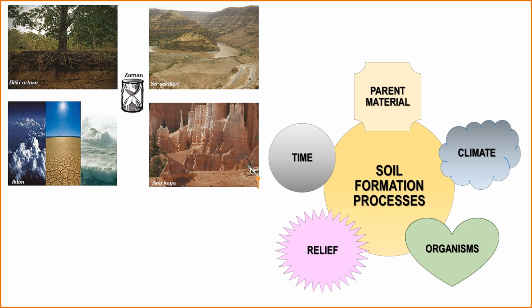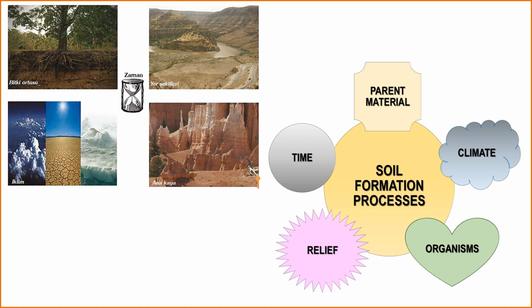3. Organisms. Living organisms, including plants, animals, fungi, and microorganisms, contribute to soil formation. Plant roots release organic acids that weather minerals, and microbial activity breaks down organic matter, releasing nutrients. 4. Topography, relief. The landscape, including slope, aspect, and elevation, affects soil development. Sloped areas may have differences in soil depth and erosion, while aspects, direction the slope faces, influence temperature and moisture conditions.